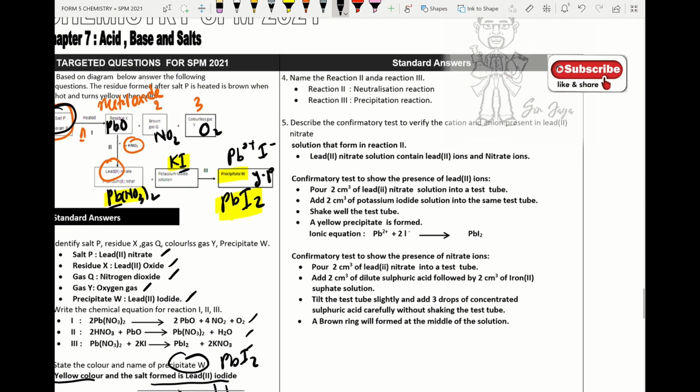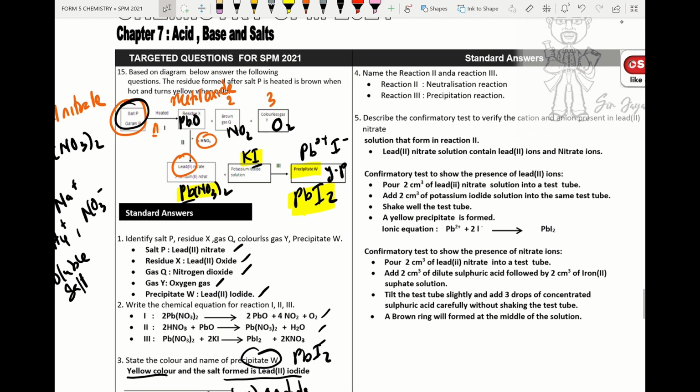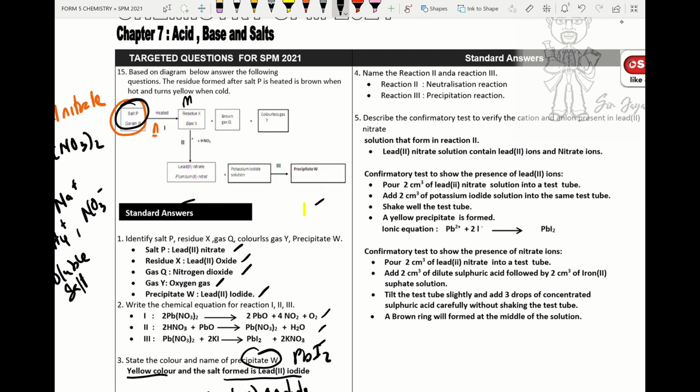Alright, so next we move on to reaction number 2. Please check reaction number 2. So I put here, this is metal oxide.